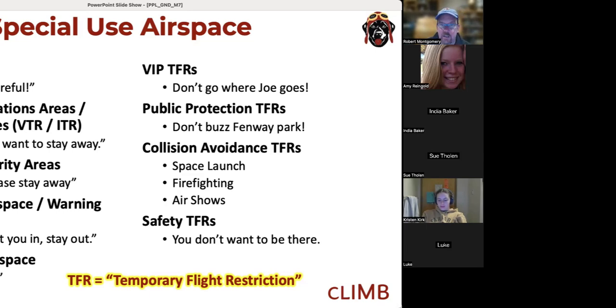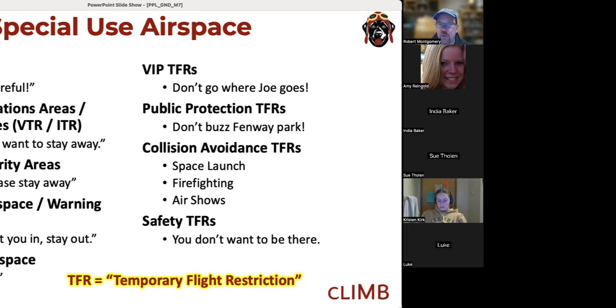There are collision avoidance TFRs, right? And there's a whole bunch of these, right? There's space launch. If they're shooting SpaceX off the pad at Cape Canaveral, they'd really rather not run into a Skyhawk. There's firefighting, right? Especially on the western part of the country, they get these big brush fires going on, and they're bringing in all these aircraft, and tankers are just dropping load after load of whatever the fire retardant is on the fire. They'd be a lot happier if your Skyhawk wasn't in there. They'd be especially happy if the news helicopter wasn't in the way, right?